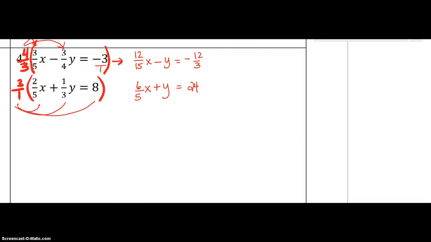If you want to reduce these, you may. 12 over 15 can reduce by 3 and you get 4 over 5. And negative 12 divided by 3 is just negative 4. Nothing really reduces in the bottom one. Okay. I see that we have a y and a negative y. Those are opposites. We can add straight down and eliminate them. That's why we did it.